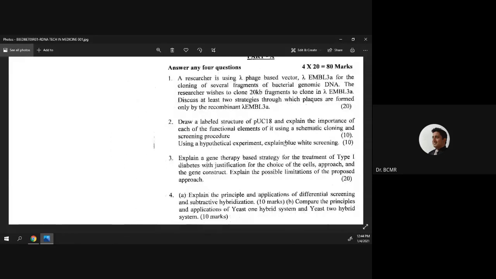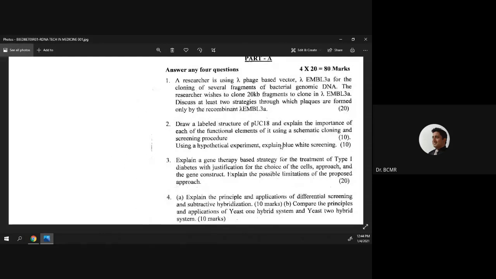In pUC18, it has two things that you have to know: the design, ampicillin resistance. There are unique restriction sites. There is also blue-white screening, which is based on alpha complementation. I hope you remember alpha complementation. If you're going to use pUC18 or anything that is based on alpha complementation, you should remember what type of host you have to use.